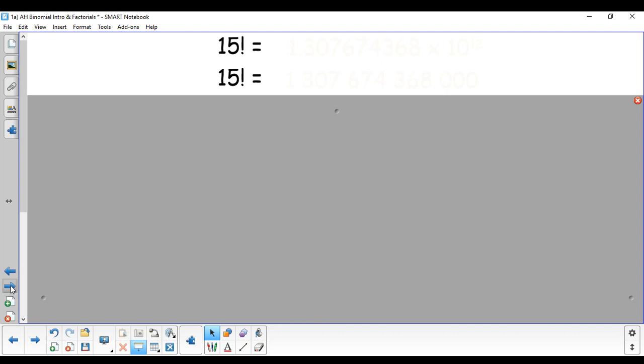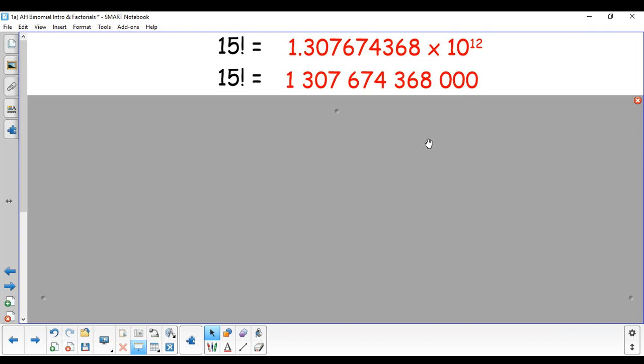Get your calculator. What's 15 factorial? When you get to 15 factorial, you get scientific notation because it's so huge. Okay, so let's count 1, 2, 3, 4, 5, 6, 7, 8, 9 decimal places. So if it's times 10 to the 12, then we're moving 9 plus 3 more. So that's the actual number that's 15 factorial.